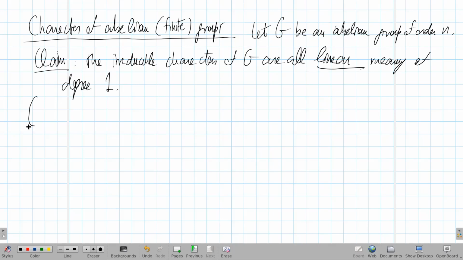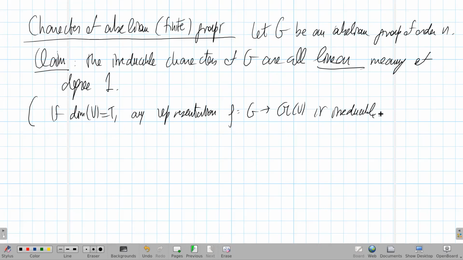Let's make an observation. I open a parenthesis, hoping to remember to close it. So a linear character means of degree 1. Remember, the degree is the dimension of the underlying vector space. So if the dimension of V is 1, any representation rho from G to GL(V) is irreducible. The reason is that for a representation not to be irreducible, it means that there is a vector subspace of V different from 0 and V which is invariant under rho of G. Okay, but here, since the dimension is 1, there is no such subspace.